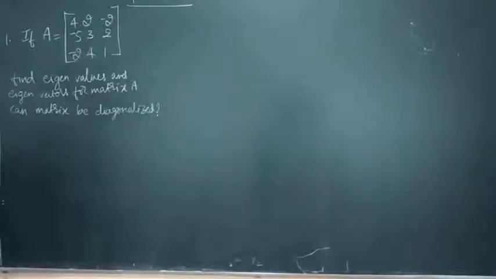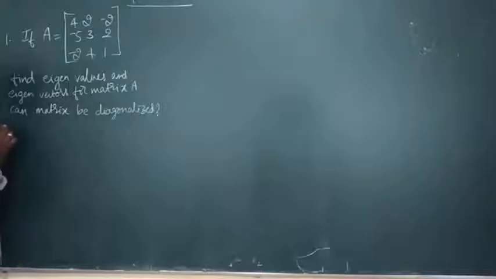Okay, dear students, we solve this problem. If a matrix A = [4 2 -2; -5 3 2; -2 4 1], then find the eigenvalues and eigenvectors for the matrix A. And also, can the matrix be diagonalized? We have to check whether this matrix is diagonalizable or not.